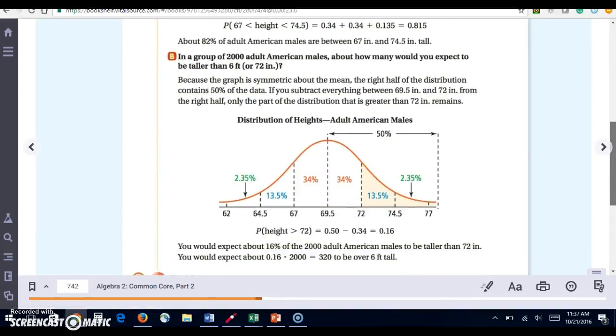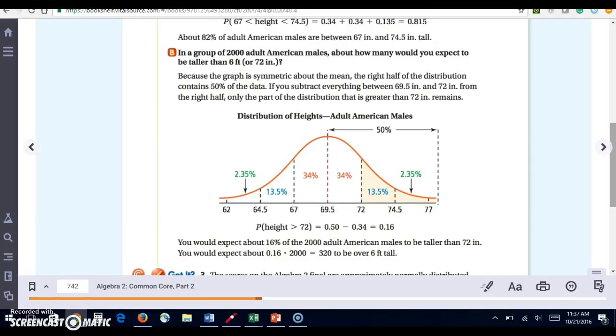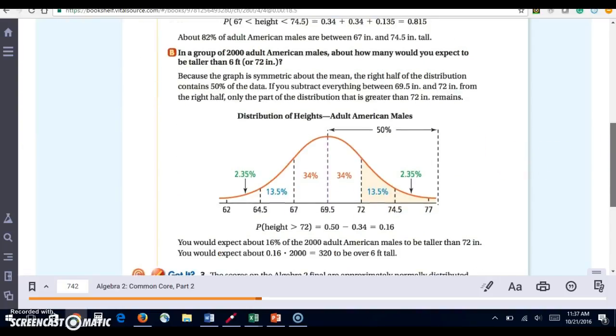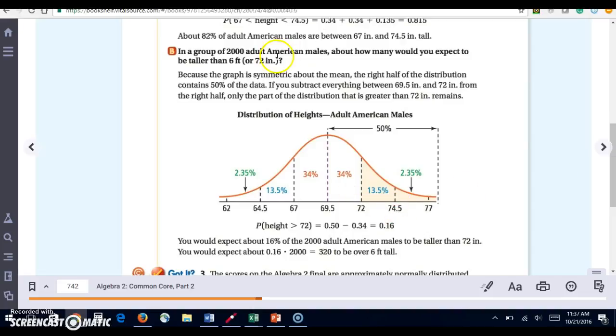All right, let's look at B now. It says, in a group of 2,000 adult American males, about how many would you expect to be taller than 6 feet or 72 inches? And so using that same information that we got before, this is the same chart, but this time I want 6 feet, so this is 6 feet and higher. I'm going to use this data here.